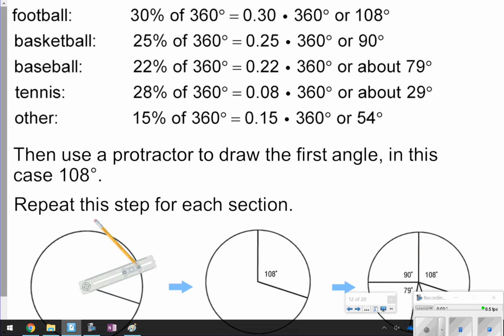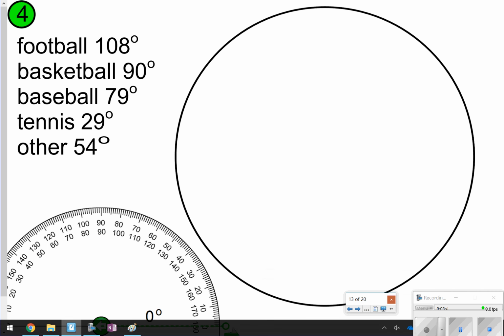Normally it's easiest to maybe start with the largest one, and that's okay here because 108 degrees is pretty easy. We're actually going to do this together, but sometimes you might have a degree measurement that is larger than 180 degrees, so something that would be representing more than 50%. At that point, you would want to maybe start with a smaller one, just because sometimes it's harder to do a larger degree measurement.